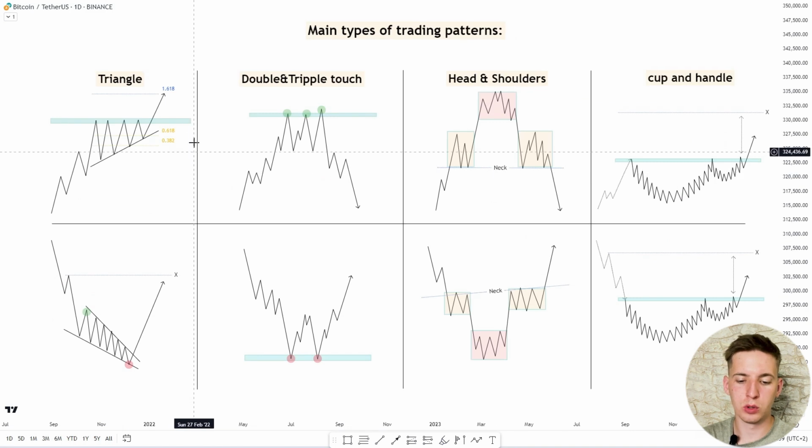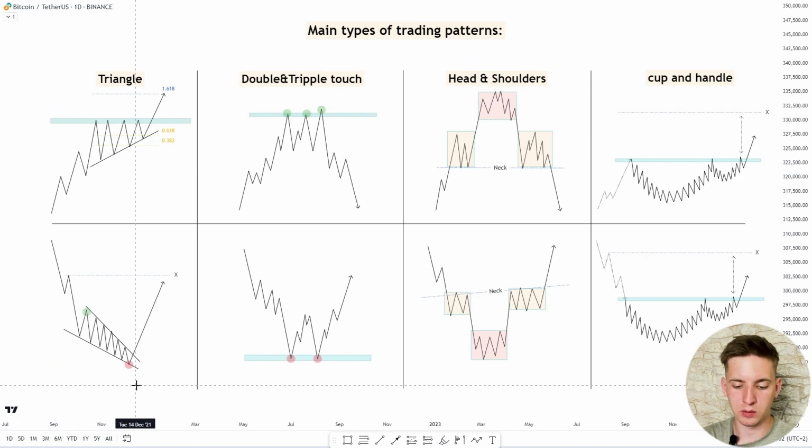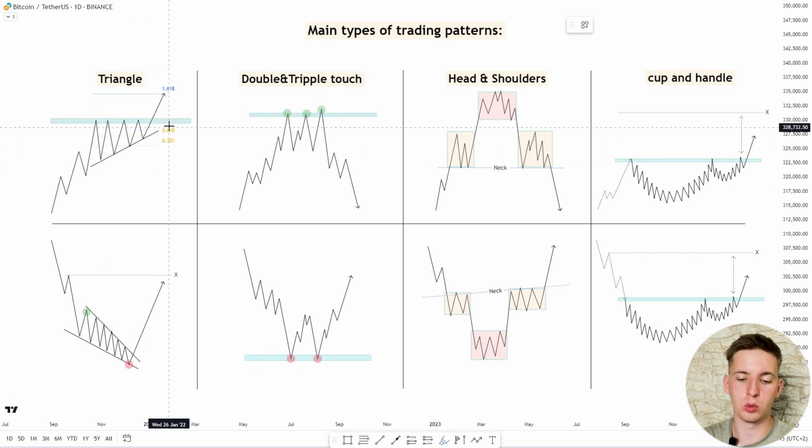Let's analyze the first figure, which is the triangle. It comes in different shapes. In this case, we will discuss the wedge, which can be upward or downward, as well as a rectangular triangle with a gradual price squeeze. So, we know that the rectangular triangle is a continuation pattern. How can we understand when to use this figure?